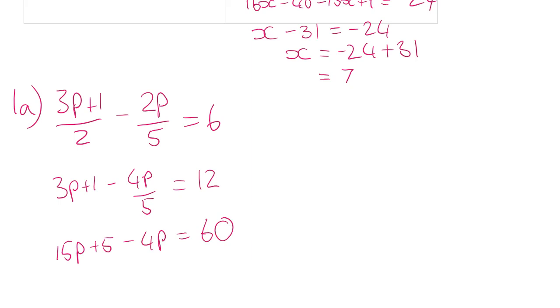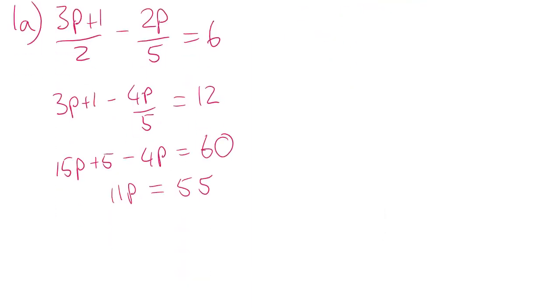Great. Now 15p minus 4p is 11p, and that's going to be equal to, I'm moving this positive 5 to the other side, it's going to become negative 5. 60 minus 5 is 55. Great, so then p is going to be equal to 55 over 11, because I divided both sides by 11, and that's just 5. P equals 5.